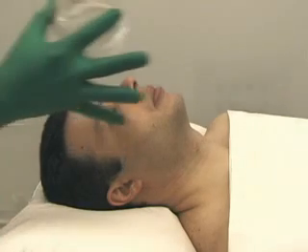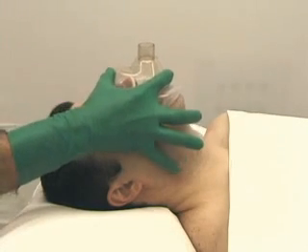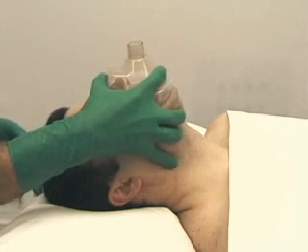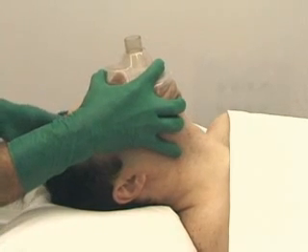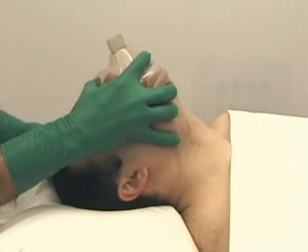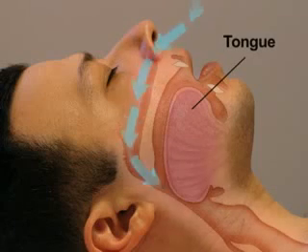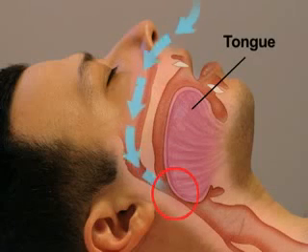The most common method to hold the mask consists of placing the thumb and index finger on the body of the mask while the other fingers pull the jaw forward and extend the head. The middle and ring finger are placed on the ridge of the mandible, and the fifth finger is placed behind the angle of the mandible. The tongue is the most common cause of airway obstruction.